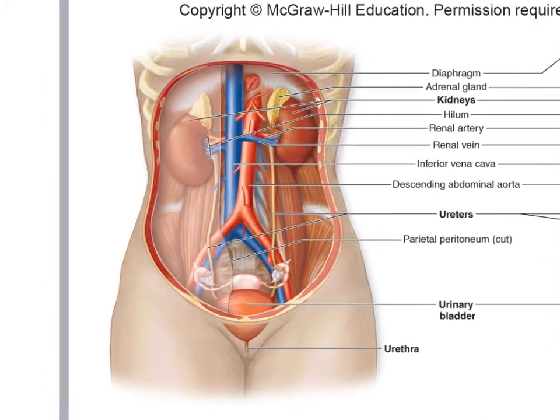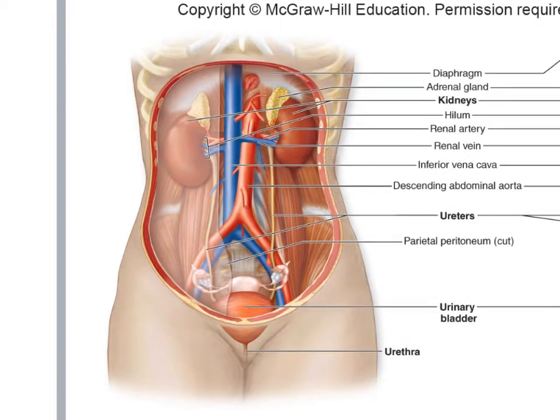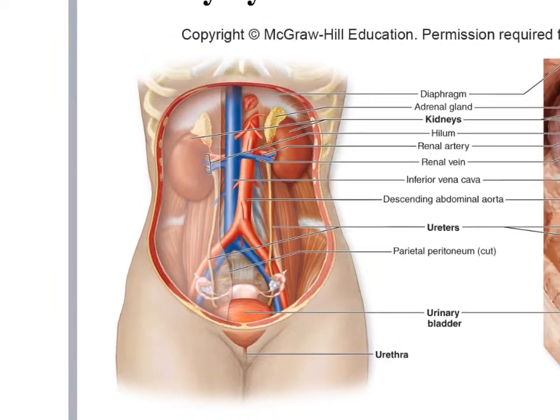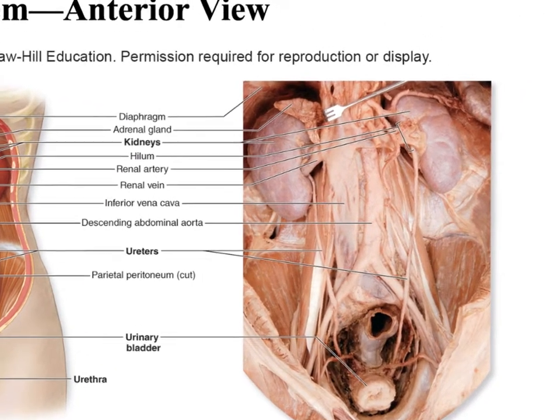Okay, the kidney is what we call retroperitoneal. It's behind the peritoneum. That's why you see it on that right side there. Peritoneum is present, and then the ureters actually go on the inside of the peritoneum and then down to the bladder.